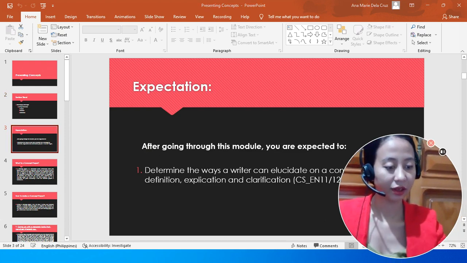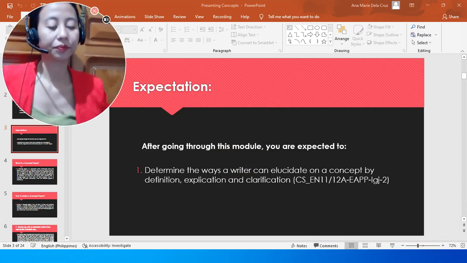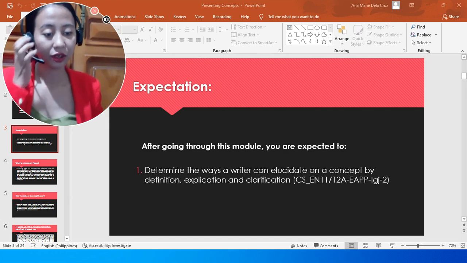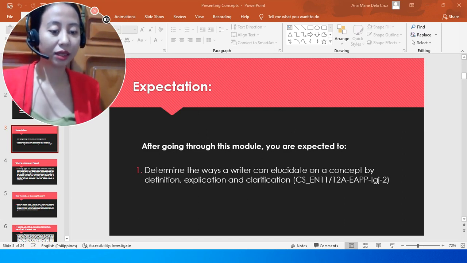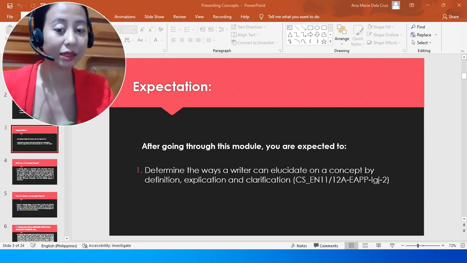Expectation. After going through this module, you are expected to determine the ways a writer can elucidate on a concept by definition, explication, and clarification. I am not going to give you a task to make a concept, okay? Because that is a very long process. We are going to discuss the ways or the parts of developing or presenting a concept.